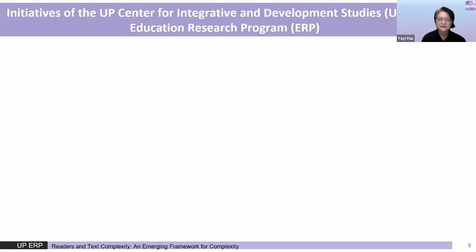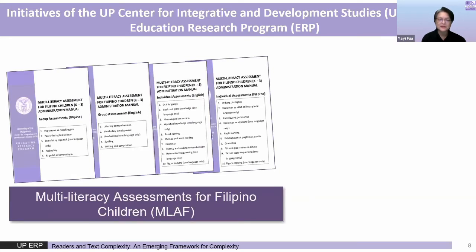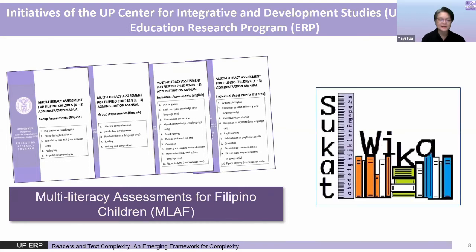As part of the University of the Philippines mandate, the Education Research Program of the UPCIDS tried to do something to improve literacy materials for children. Recently, the Language and Literacy Research strand of ERP developed the following tools. First is the Multi-Literacy Assessments for Filipino Children, or MLAF, a literacy assessment tool for kindergarten to grade 3 Filipino children with versions in Filipino and English. The other one is Sukat Wika, a psycholinguistic analyzer developed in collaboration with the Digital Signal Processing Laboratory of the UP College of Engineering. While already being used, these tools continue to go through a process of development and refinement.